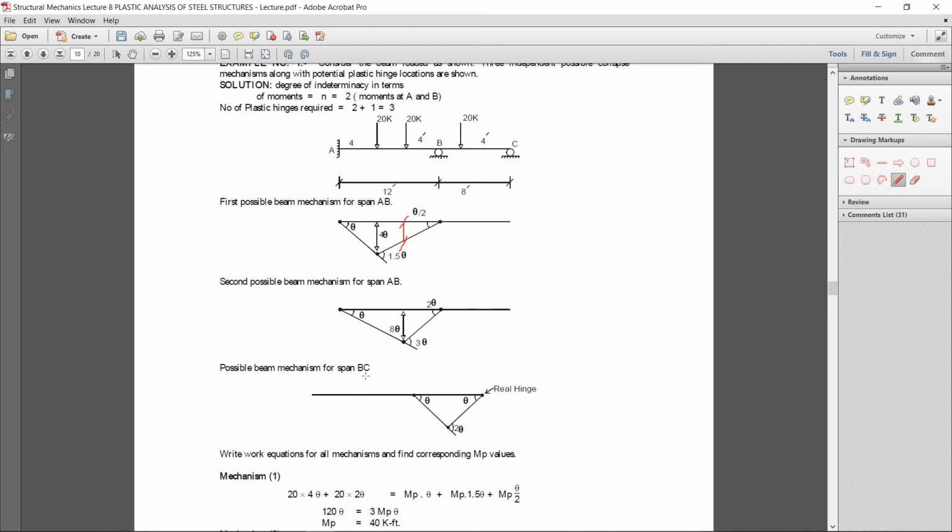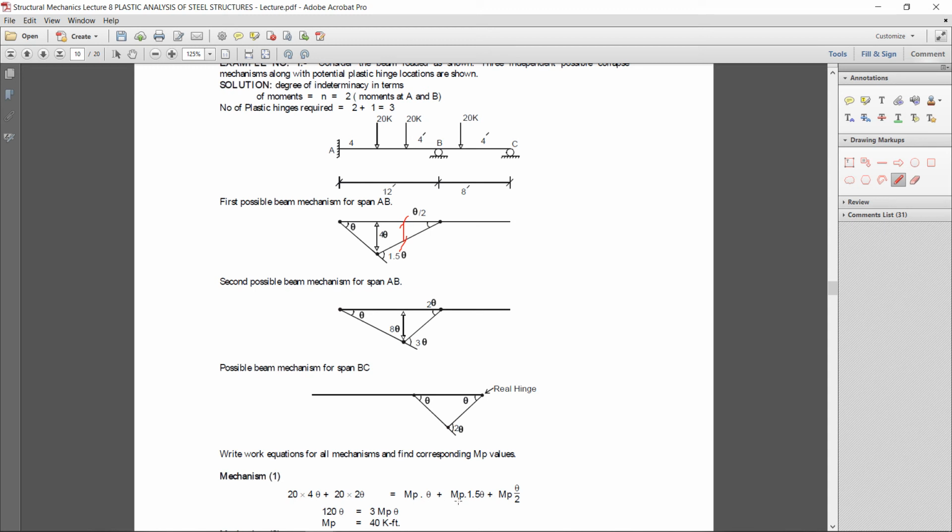Now what will be the internal work done? If this is theta, then what will be the theta value on the other side? You can again get it by the similar triangle. To get the theta value on this side, you will get 4 theta divided by 8. So 4 divided by 8, you will get theta by 2 on this side. So the internal work done will be Mp into theta plus 1.5 theta plus theta by 2.